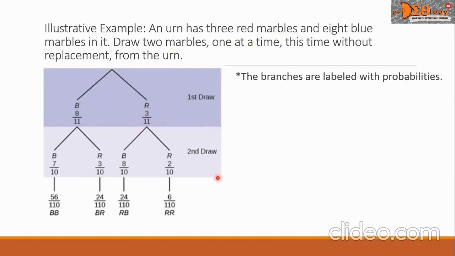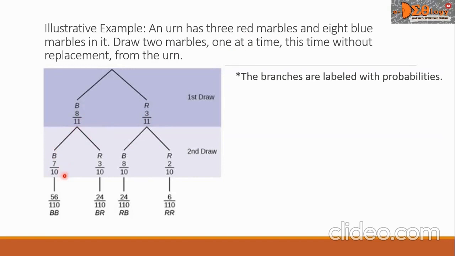This second level here is for the second draw. There are 2 groups of branches. This first group represents the probabilities when the first draw is taking a blue marble. So here we can see that the first branch represents the probability of taking another blue marble. We can see here that this is 7/10.